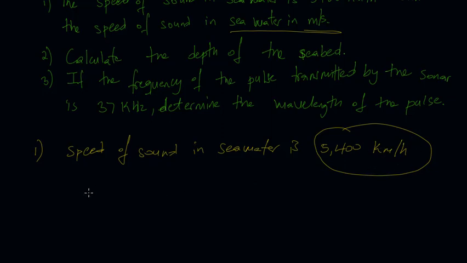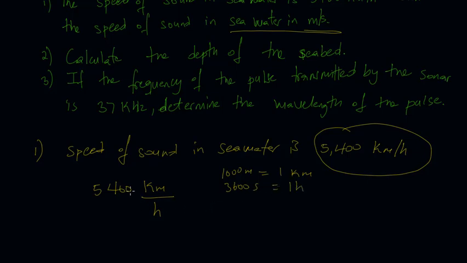So it's 5,400 kilometers over hours. Now, the objective is to get rid of kilometers and express this value in meters, get rid of hours and express this value in seconds. So let me just write here quickly that 1,000 meters is equal to 1 kilometer, and 3,600 seconds is equal to 1 hour.